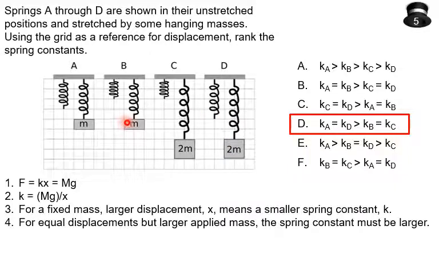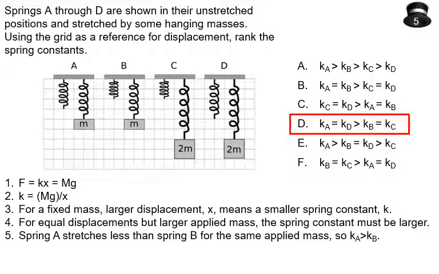as opposed to this system, which has just 1 mass, right? 1 mass unit, not 2. It still stretches 2 boxes. So therefore, the spring constant of B must be weaker than D, right? Because D, you had to apply twice the mass to get the same stretch.